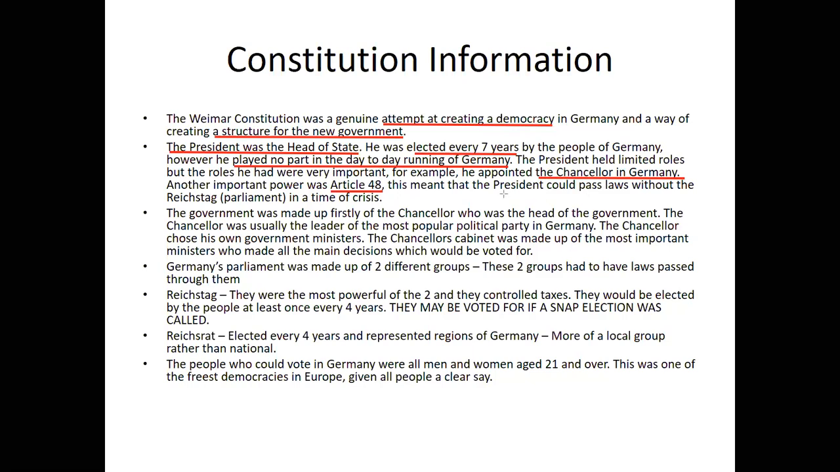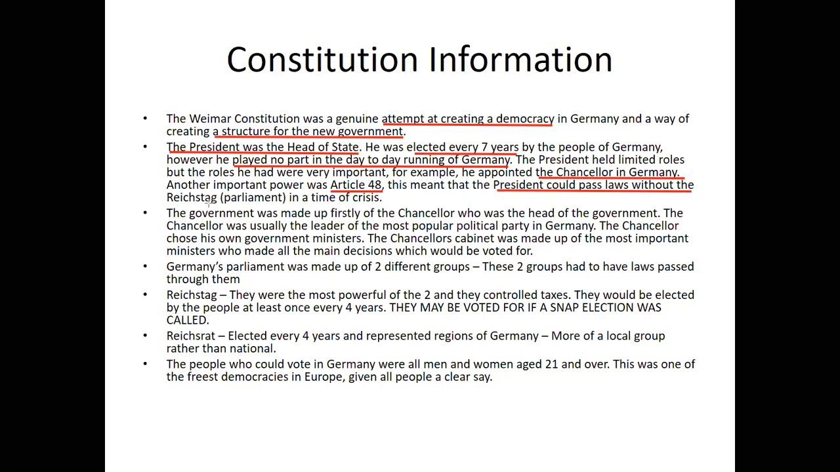This meant that the president could pass laws without the parliament, the Reichstag, in a time of crisis. So if the president thought something was going wrong, he could turn the country back into a dictatorship overnight. Okay? So even though he hasn't got important day-to-day running of the country, the president is of vital importance.